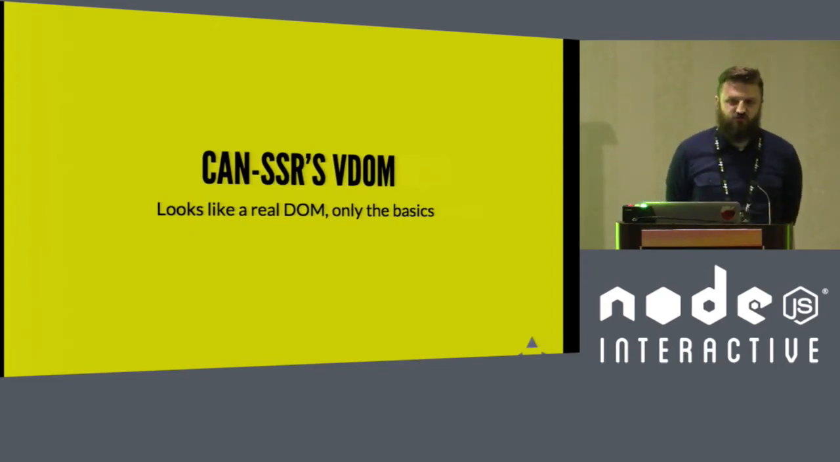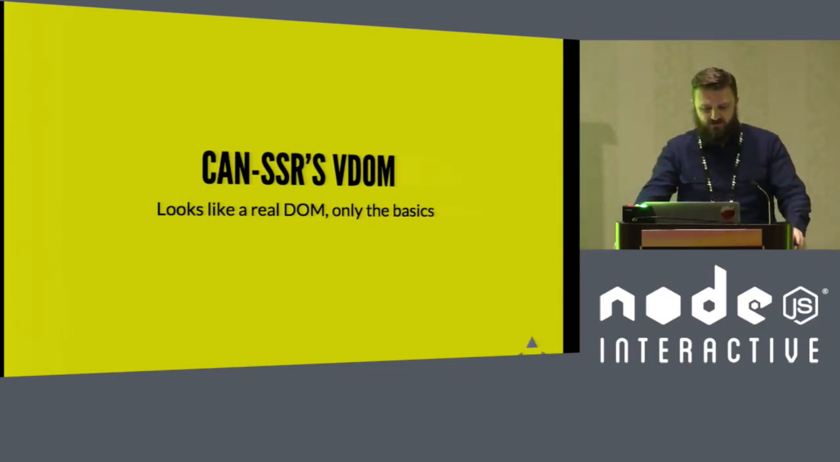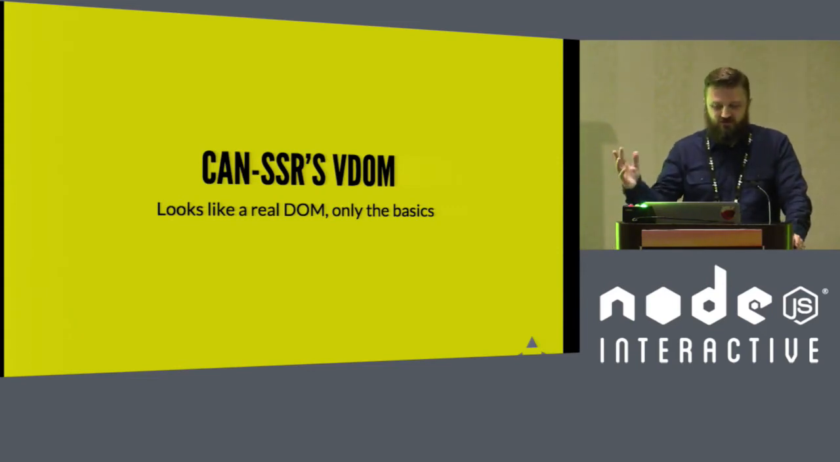Our virtual DOM looks like a real DOM. What I mean by that is that it has a document object, it has document.createElement, it has nodes and text nodes and comment nodes and all of the normal API that the DOM has. But it only has a little bit of it, only the basics. So that was the way that we chose to implement it.